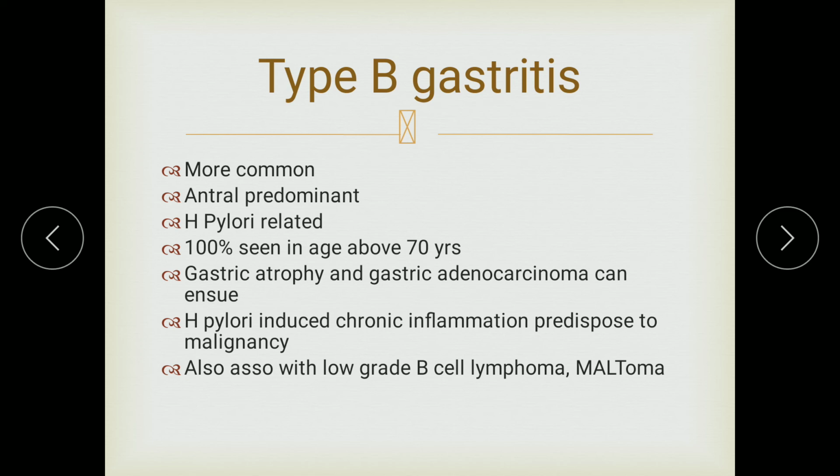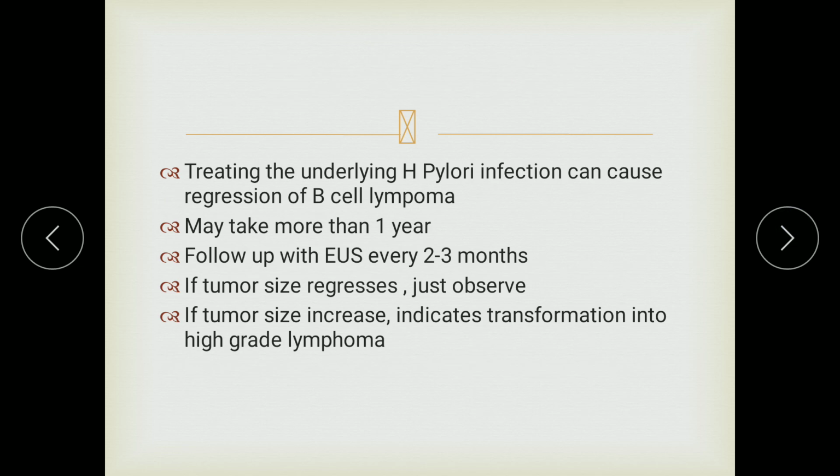This bacteria is one which can predispose to malignancy. The other malignancies that can be associated with H. pylori infection are low-grade B-cell lymphoma, that is, mucosa associated lymphoid tissue lymphoma. You have to treat the H. pylori infection, and treating this H. pylori infection can cause regression of the low-grade lymphoma.